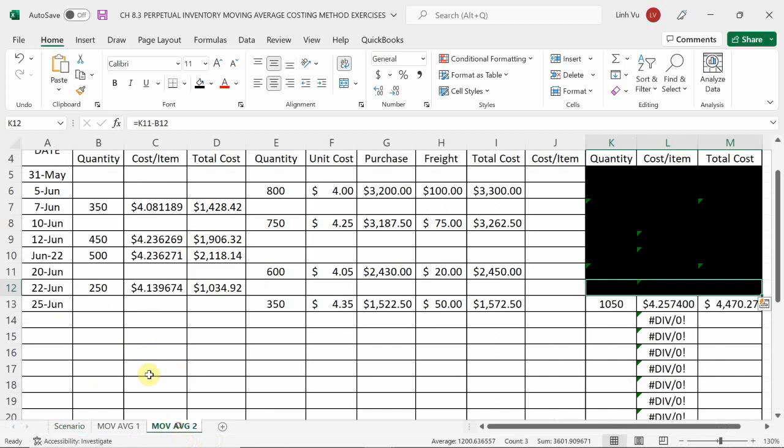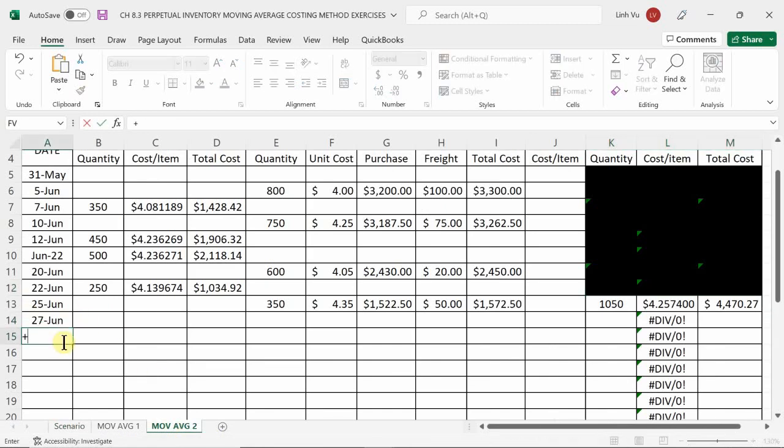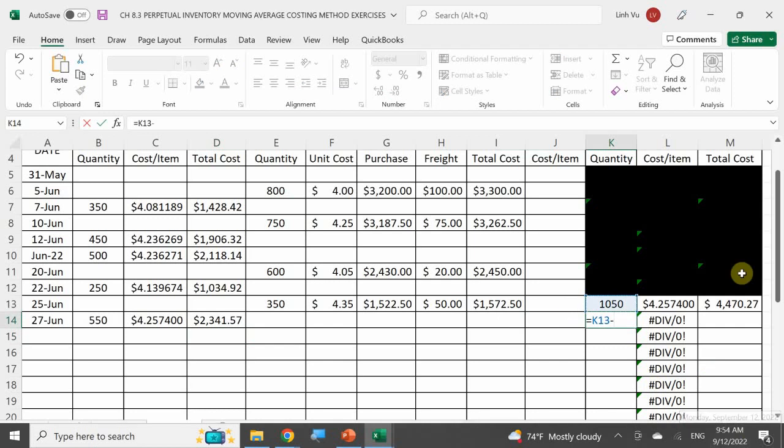So, June 27, we sold nothing there. We sold 550 units at my $4.257400. So what is my total cost of goods sold here? 2,341.57. Okay, 2,341.57. Good. And then now let's go ahead and update my inventory.